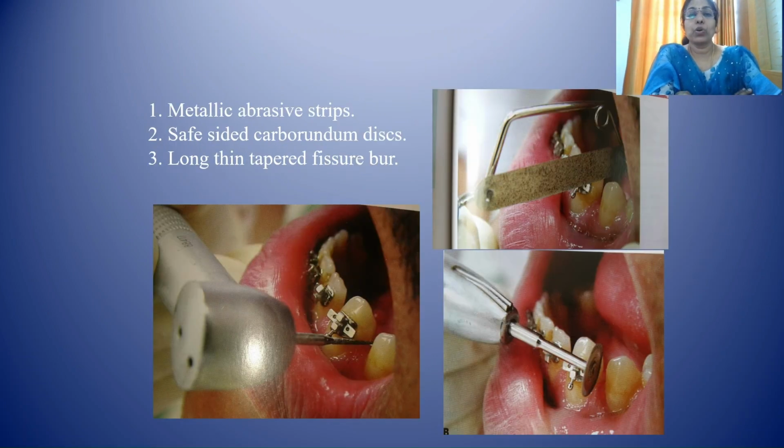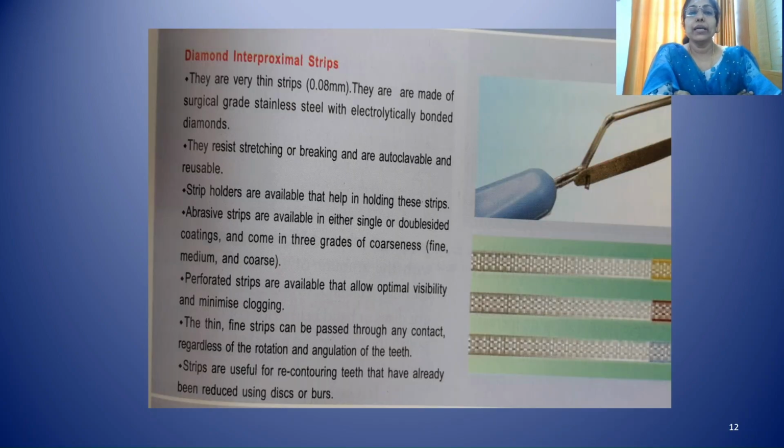Now, how can we do this proximal stripping? What armamentarium is required? That is, metallic abrasive strips can be used, safe-sided carborundum discs, and long, thin, tapered Fisher burr. So the first one is interproximal strips. Okay, these strips are usually available at 0.08 mm. They're made of surgical grade stainless steel, in which the diamonds are electrolytically bonded. There are strip holders available to hold these strips. Okay, they can be single-sided or double-sided. Perforated strips are also available, and they allow optimal visibility and minimal clogging.